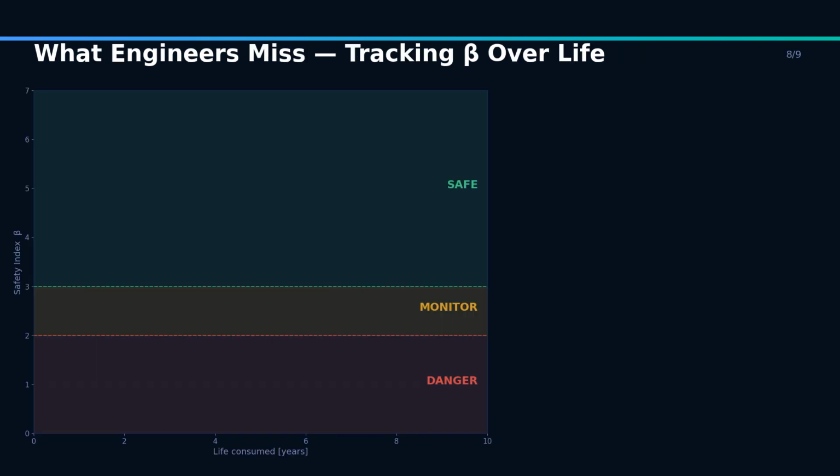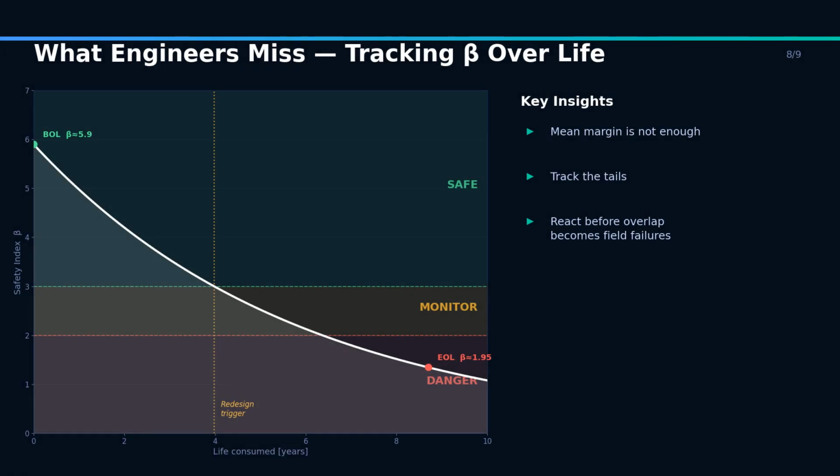Consider an EV charging connector. At the start of life, retention force strength has a mean of 42 newtons with a standard deviation of 3.5 newtons. Plug load has a mean of 14 newtons with a standard deviation of 3.2 newtons. Using the normal stress-strength reliability index, beta is about 5.9, which implies an extremely low probability of failure.